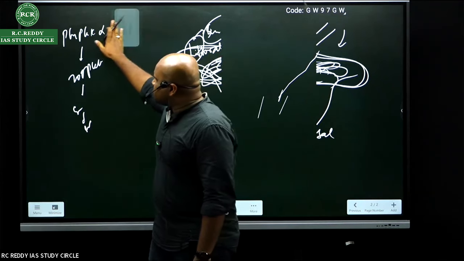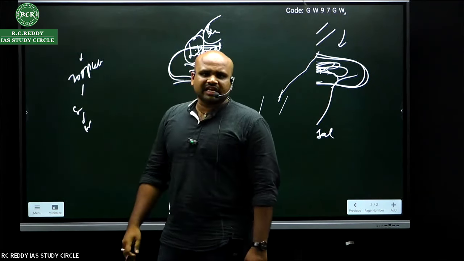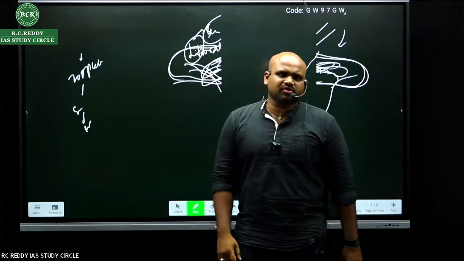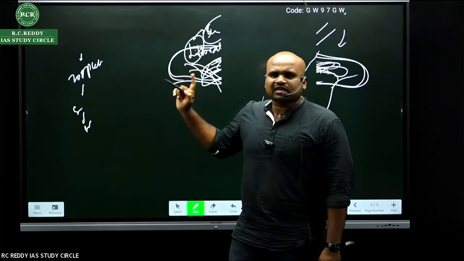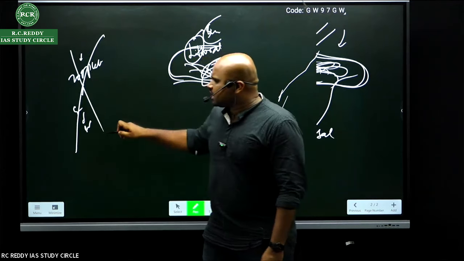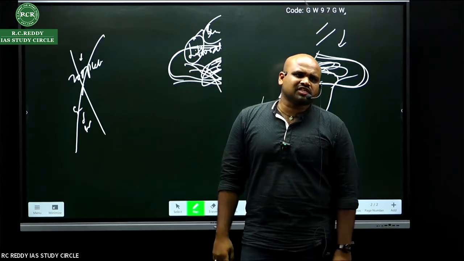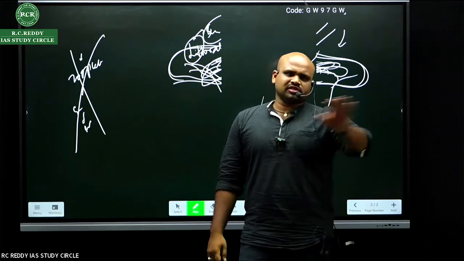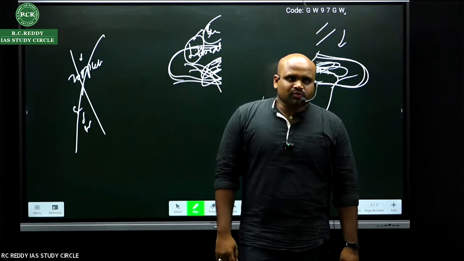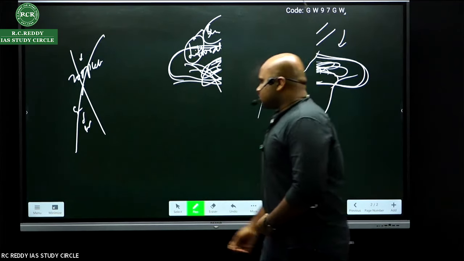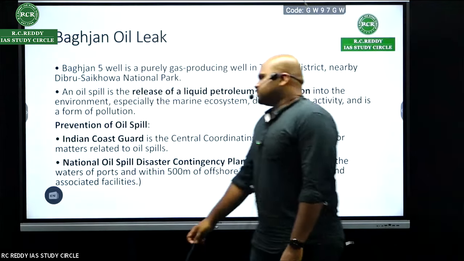Now, when I see all of this is disrupted because of the increased turbidity, because of the oil pollution, because of the reduced photosynthetic activity, that means what is happening? Whole of the ecosystem balance that is existing with respect to your aquatic ecosystems is lost. So that is one fundamental understanding that you'll have to see in the context of oil spills, right?